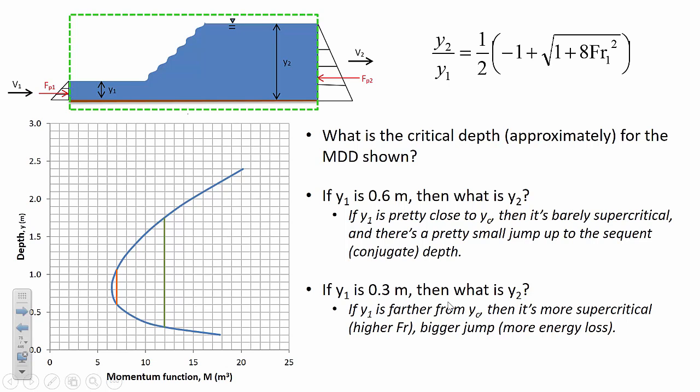Do these trends make sense to everybody? The interpretation of the diagram, how to find the depths, more supercritical versus barely supercritical?